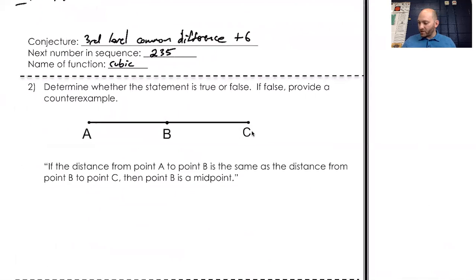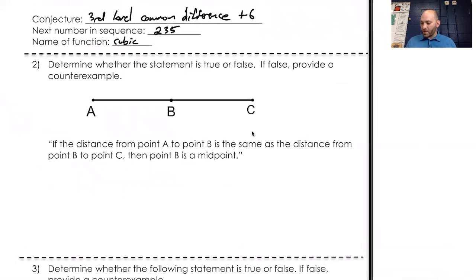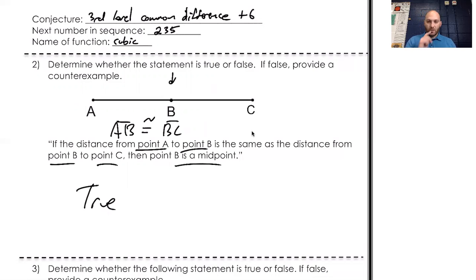All right, determine whether this statement is true or false. If false, provide a counterexample. If the distance from point A to point B is the same as the distance from point B to point C, then B is a midpoint. So this is one of the things we got to make sure we understand what a midpoint does. If the midpoint is exactly in the middle of A and C, then here's what we can state. We can state that AB is congruent to BC. So this is true. There's no way for me to make a midpoint where those two segments are different lengths. So it has to be in the middle.